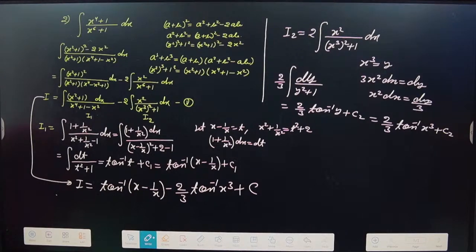If anyone faces any doubt at any step, then comment it. Sir, I face a doubt corresponding to that step. I will discuss again. Okay. If anyone faces any doubt at any step, then comment it. I will discuss again. Okay. Now I will explain again.